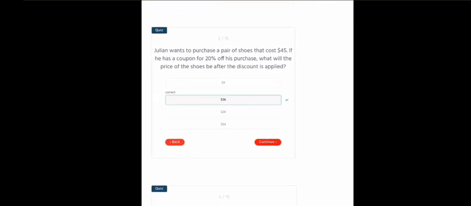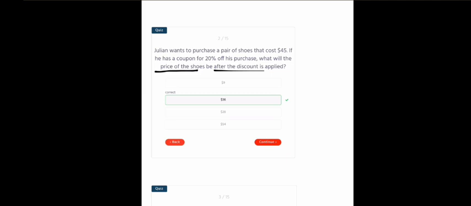It says, Julian wants to purchase a pair of shoes that cost $45. If he has a coupon for 20% off his purchase, what will the price of the shoes be after the discount is applied? Here, the question is asking us for the price of the shoes after the discount. So we have to take the discount, and we have to take it away or subtract it from the total to find out what the price is going to be.